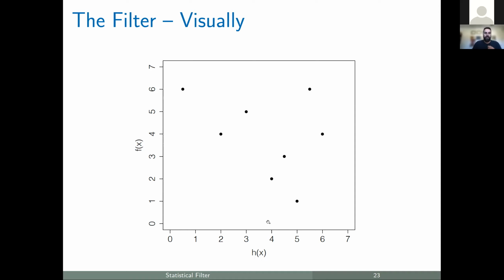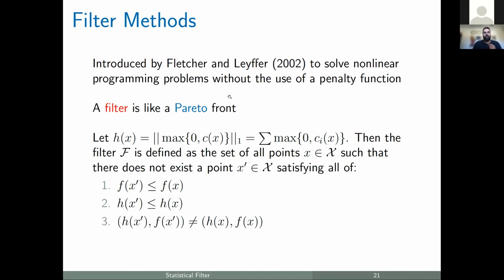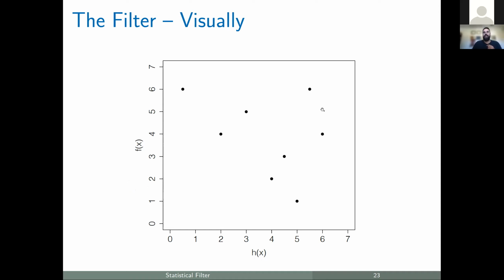And so the filter is defined as the set of all non-dominated inputs, if we're using the terminology of Pareto fronts. And what that means, I showed you, these equations here: f(x') less than or equal to f and h(x') less than or equal to h. But really what this is saying is, if you start from the left-hand side and you think, okay, I have this point here, is there any point that has a lower f(x) value and h(x) value? If there is, then this point here is not part of my filter.